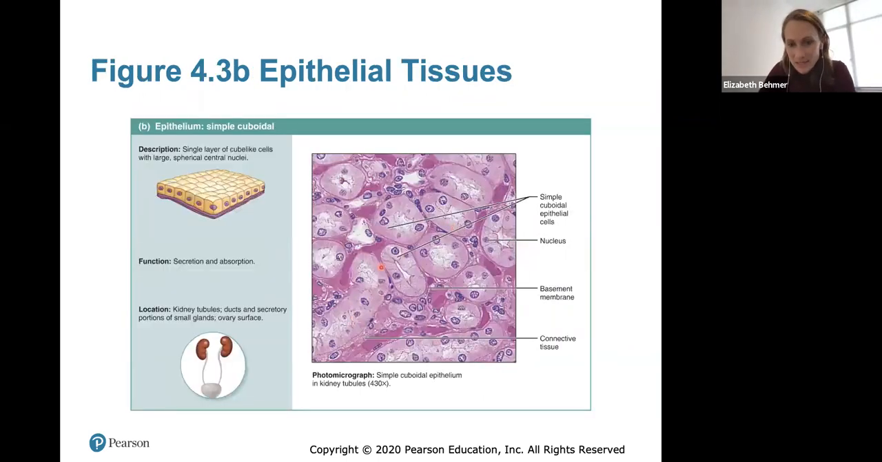So here we see simple cuboidal, and it's wrapped around an empty space called a lumen. And depending on how the tissue is cut, it might give us kind of a more transverse section or a longitudinal section. But this is a single layer of cuboidal shaped cells, kind of wrapped in a circle because there's a lumen or a hollow space that goes through it. And this is simple cuboidal.